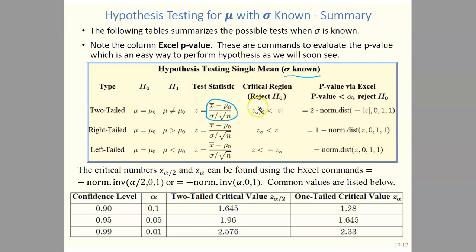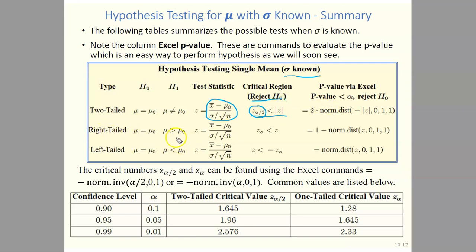Now for a two-tailed test, you have to calculate the z alpha over 2 value, and the alpha, remember, is your significance level. Now down here we have common critical values for the two-tailed test. For example, for a significance level of 0.1, it's 1.645, 0.05, it's 1.96, 0.01 is 2.576. So in the two-tailed test, you take the absolute value of your test statistic and compare it to z alpha over 2. If this condition is satisfied, that means that z falls in the critical region and you would reject H0.